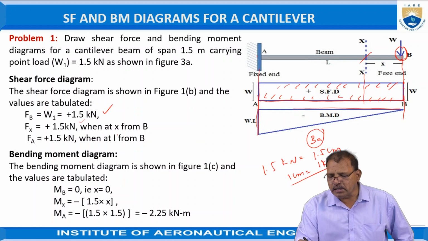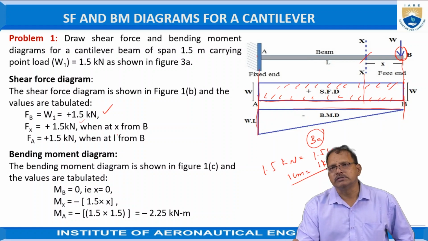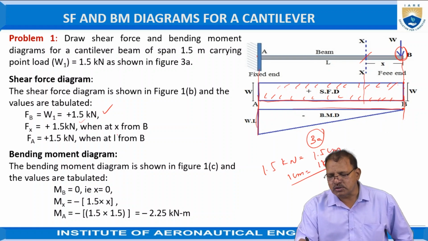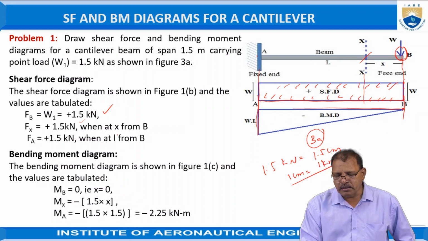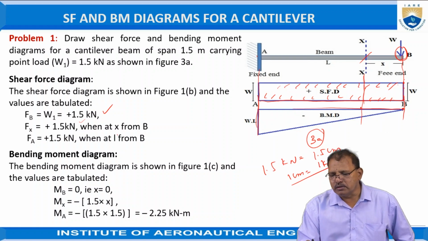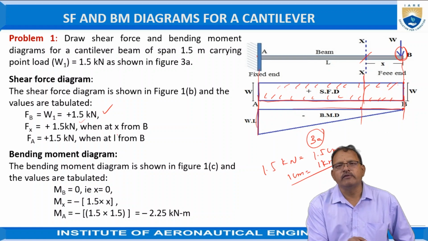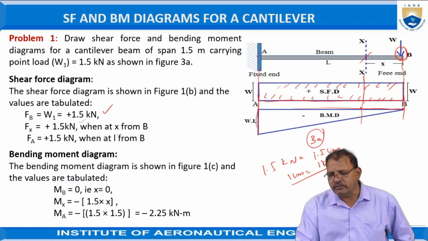So the bending moment at B is equal to force into distance. Since it is acting at the same point, it is treated as zero. Or in other words, the bending moment at the free end of the cantilever beam is zero. Hence at B it is equal to zero. Now the bending moment at X is equal to W into x, that is 1.5 into x. Since the x value is changing, the bending moment also increases in the form of an inclined straight line law.